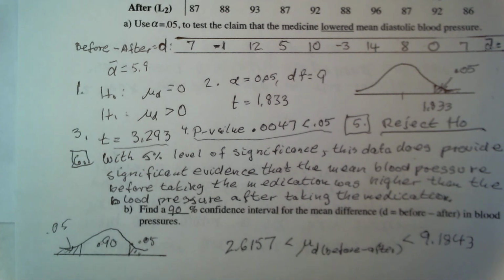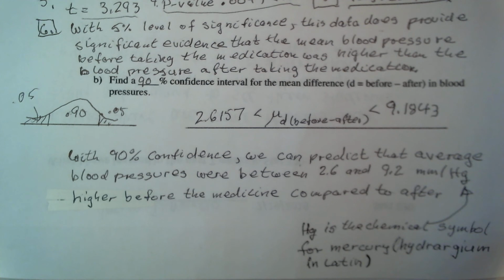So let me write that for you. The conclusion for the last part is that with 90% confidence, we can predict that the average blood pressures were between 2.6 and 9.2 millimeters of mercury higher before the medicine compared to after. Hg is a chemical symbol for mercury, and it comes from a Latin word, hydrargium. This concludes section 9.4.